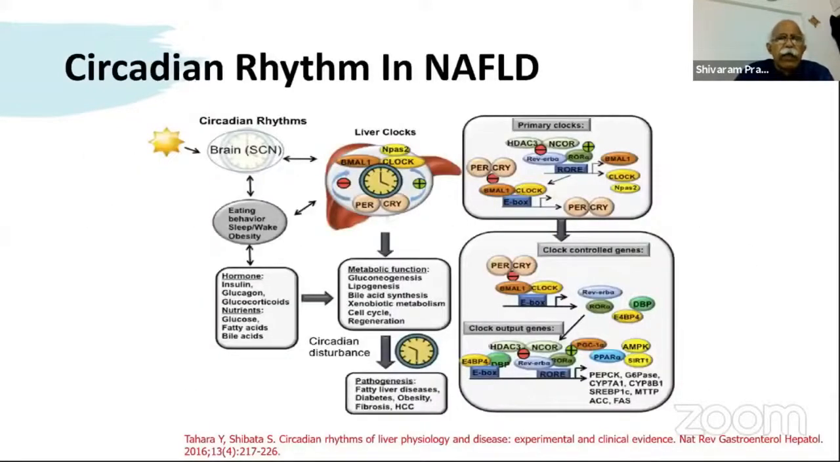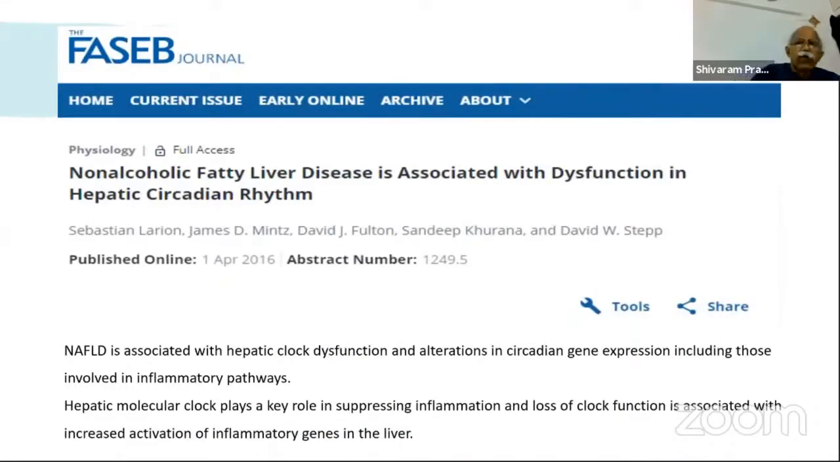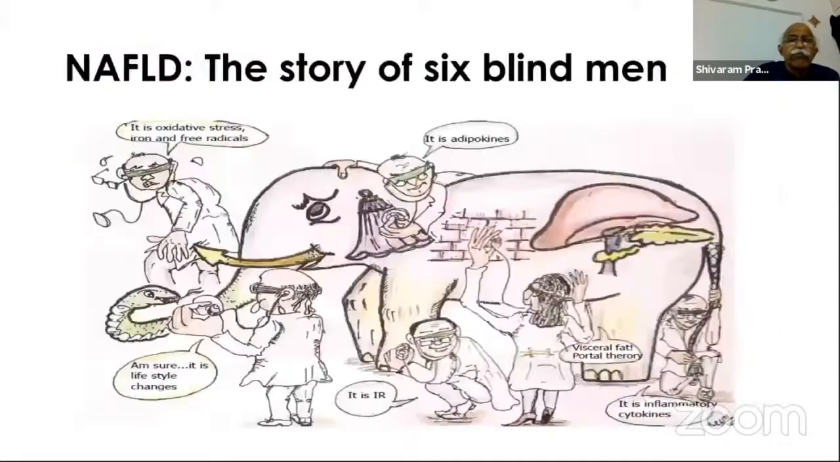And last, it has been shown that the circadian rhythm is also very important in NAFL, and that NAFL is associated with hepatic clock dysfunction and alterations in circadian gene expression, including those involved especially in the inflammatory pathways. Thus, here we are. NAFL is another story of the elephant and six blind men, each thinking that he knows everything.